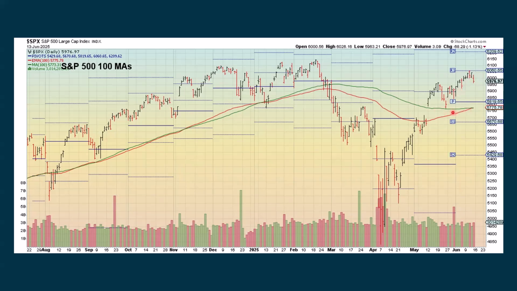But just looking at the 100 period moving averages, they're still looking good. And we can see here the red line, which is the exponential version, it's starting to cross above the green line, which is the simple version. And that would just suggest that things are looking even better.